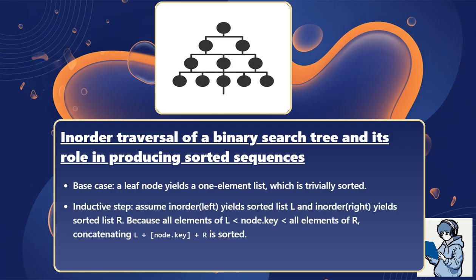Inductive step: assume inorder(left) yields sorted list L, and inorder(right) yields sorted list R. Because all elements of L are less than the node key, which is less than all elements of R, concatenating L plus node key plus R is sorted.